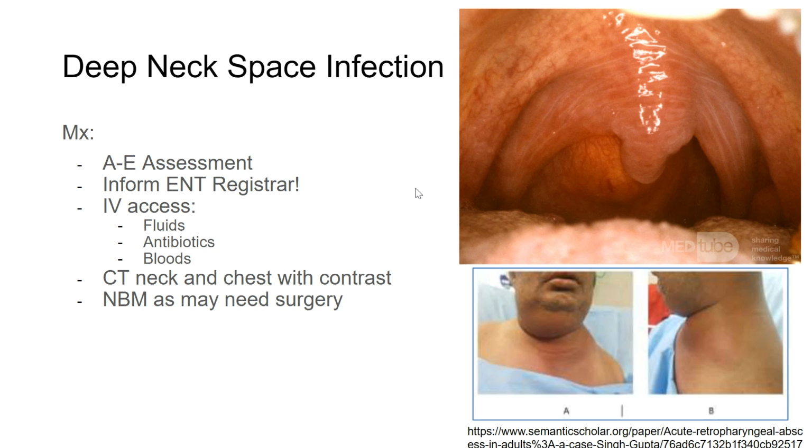And so really with these patients, as with every patient, an A to E assessment, so informing your ENT reg and gaining IV access, so getting bloods off the patients, giving them fluids if they're having difficulty swallowing, and giving antibiotics as well. They'll probably need a CT of their neck and chest with contrast, and I think it'd be a good idea to keep them nil by mouth, as they might need surgery to help drain that abscess too.